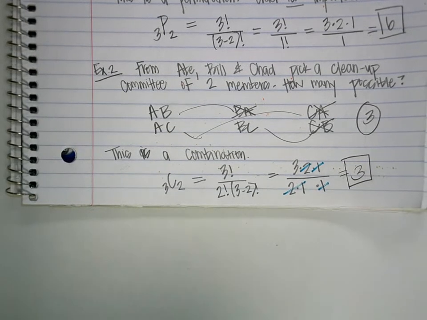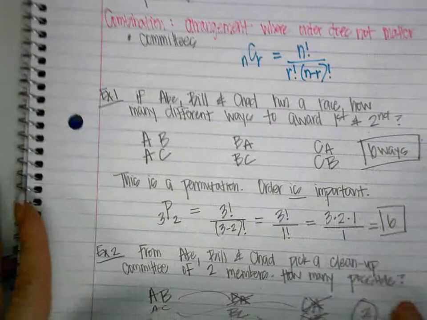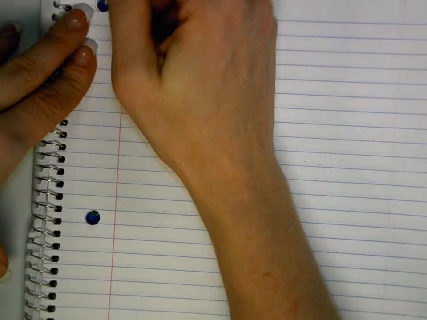We're going to see different scenarios today, and we have to figure out, is this a combination or permutation? Part of your homework is only going to be determining whether it is a combination or permutation. You're not even going to have to do anything else. Okay, let's try a couple more.